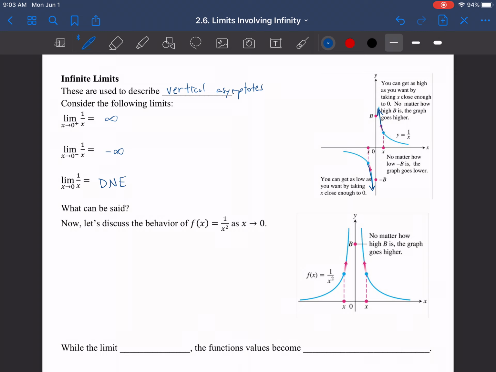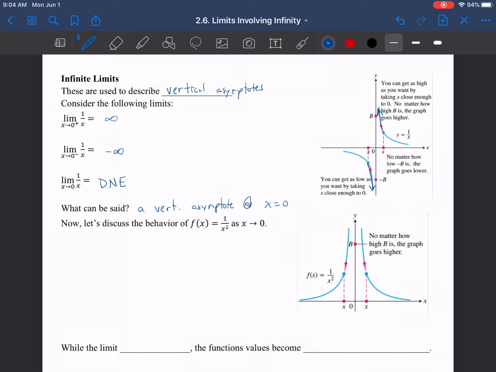So what can be said? What we can say is that there's a vertical asymptote at x equals 0.